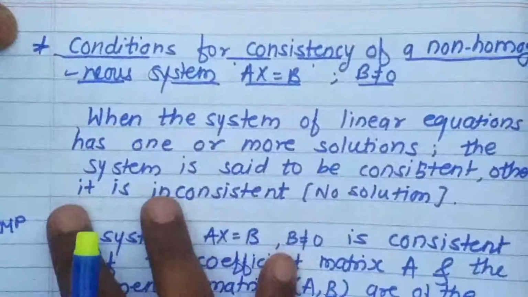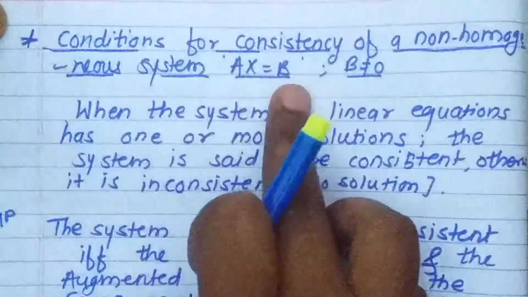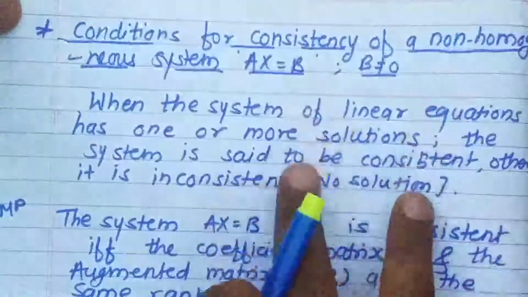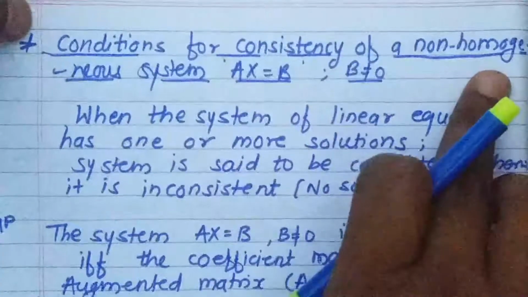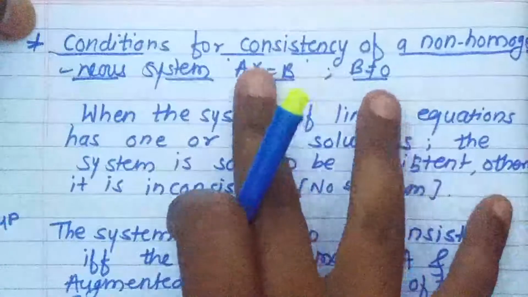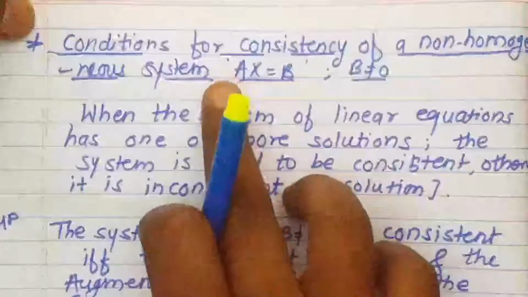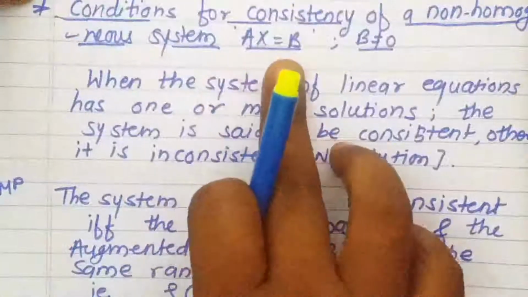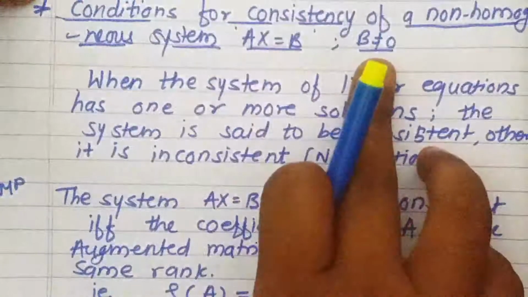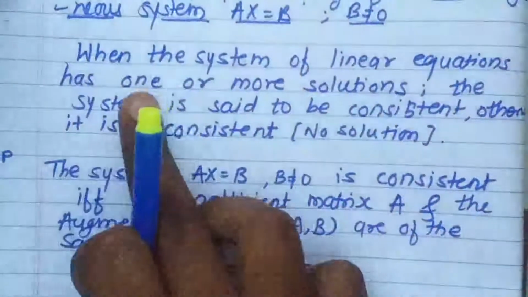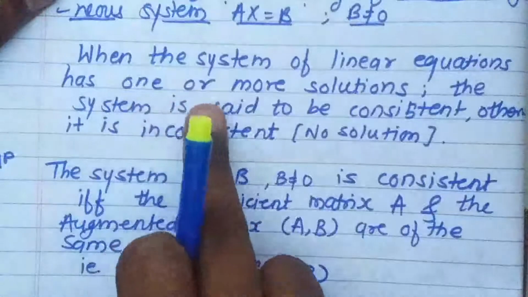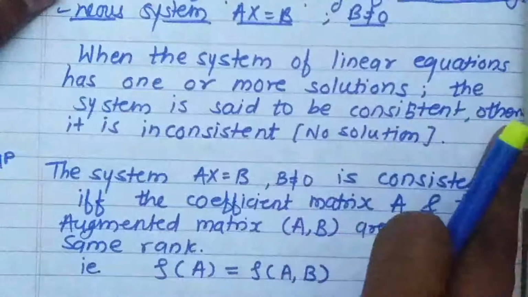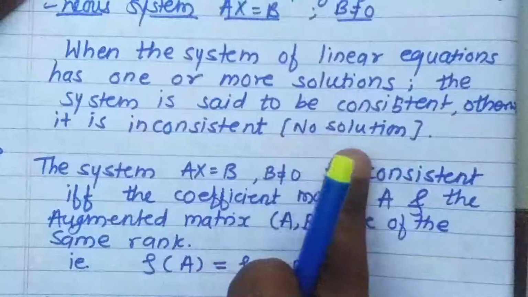Conditions for consistency of a non-homogeneous system Ax equal to b, where b is not equal to 0. Now we are going to discuss the non-homogeneous system in detail first, and then we will discuss the homogeneous system. For a non-homogeneous system, we need to check whether it is consistent or not. When the system of linear equations has one or more solutions, the system is said to be consistent. Otherwise it is an inconsistent system.